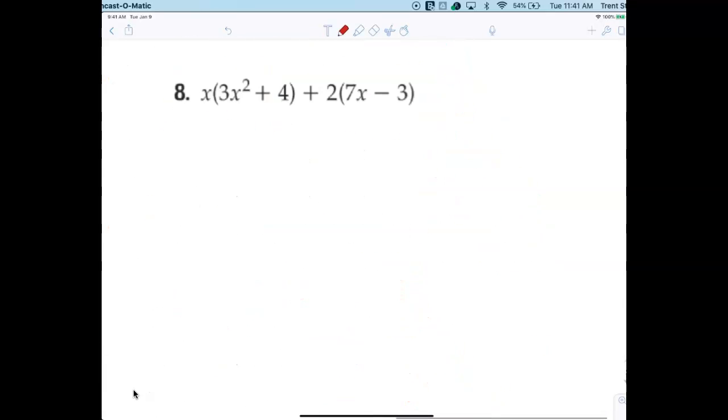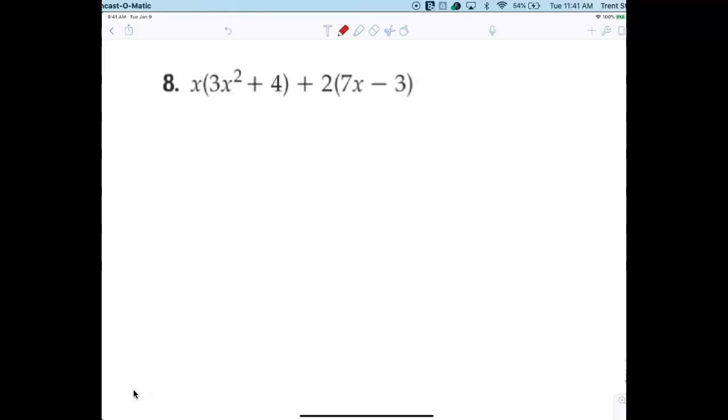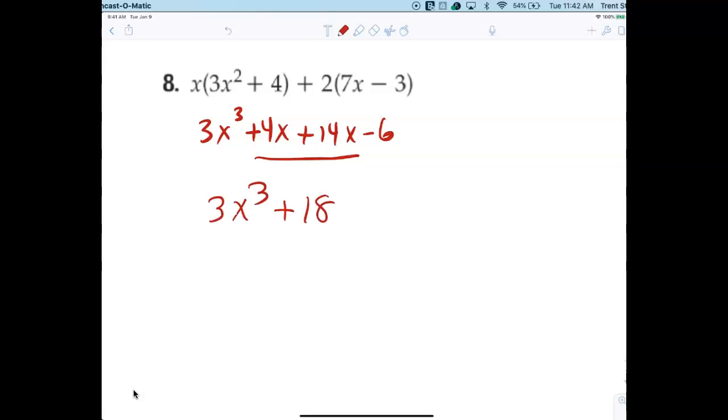All right, here we go. Hannah, number 8. Go. So 3x to the what? To the third. Yes. Plus 4x. Good. Plus 14x. Okay, so now what? That's correct. Very good. Easy as that.